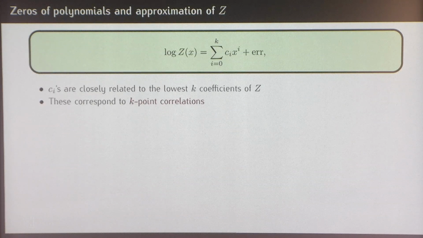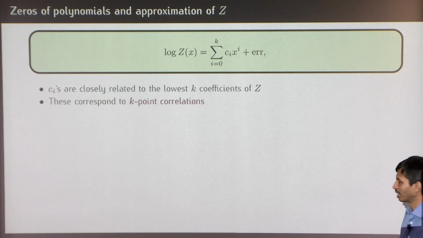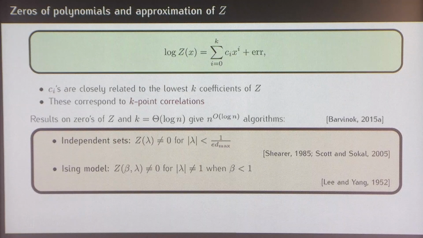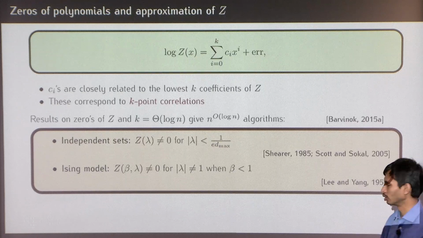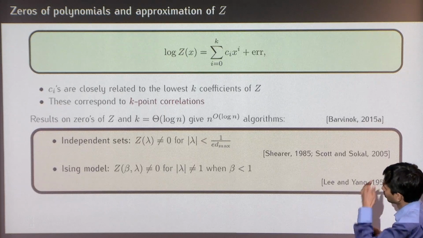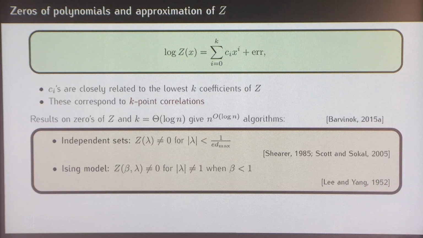So somehow if we had such a result that the partition function does not vanish in some radius, then what does one do? We have these c_i's, and this is where the result of Barvinok comes in. These c_i's are closely related to the lowest k coefficients of Z. It's not surprising that the first k coefficients of the Taylor expansion of log Z are related to the first k coefficients of the partition function itself. In some sense they correspond to k-point correlations in the model. And based on this and results on zeros, Alexander Barvinok showed that you can get approximation algorithms for several counting problems.